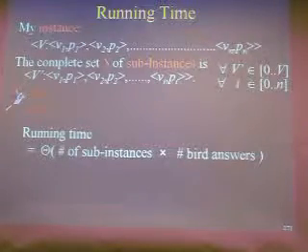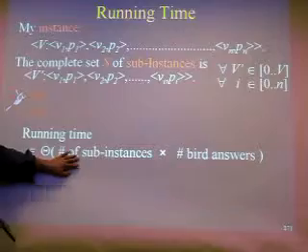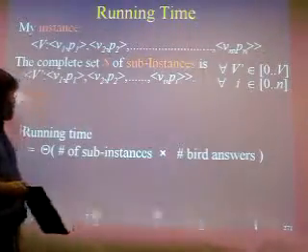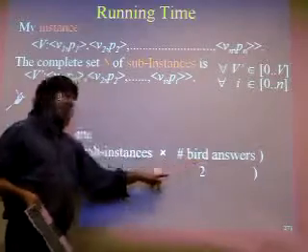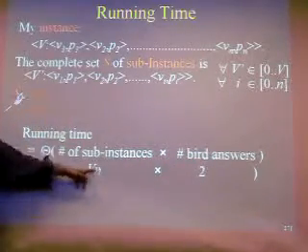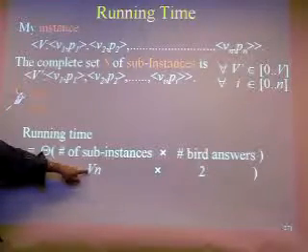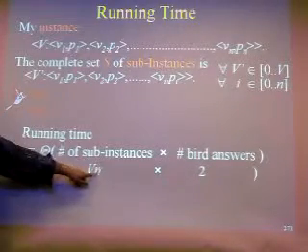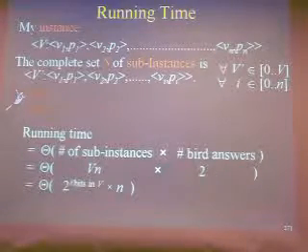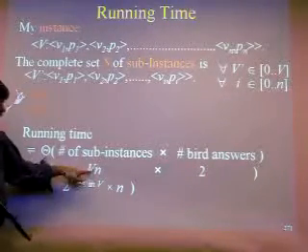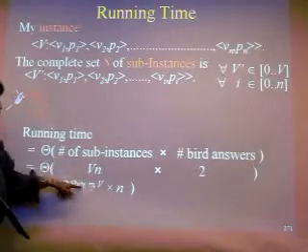Running time, right? Like all dynamic programming algorithms, it's the number of sub-instances times the number of bird answers. This looks innocent, right? It's the size of the knapsack times the number of objects. Right? And the question is, is that polynomial? But it's not, because this bit here is exponential in the number of bits to write down v.